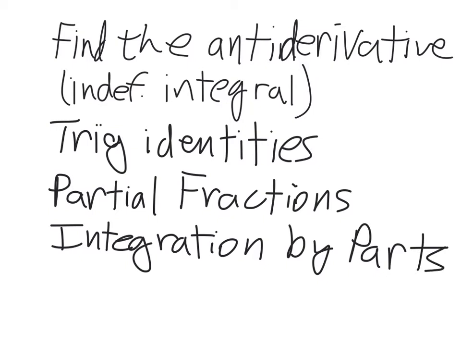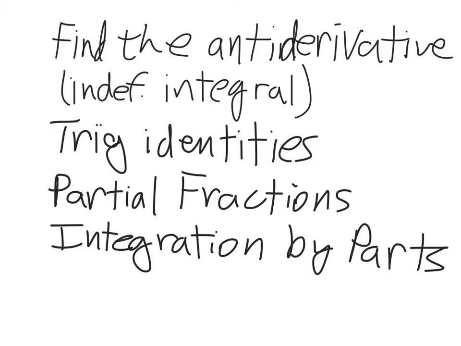And that one, well, get your u and dv. Take one part as u and one part as dv, and then follow the formula for integration by parts. That's going to equal u times v minus the integral of v times your du.